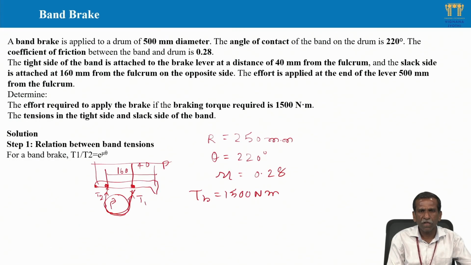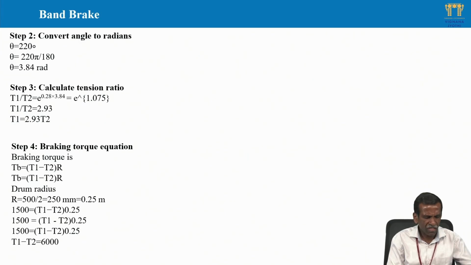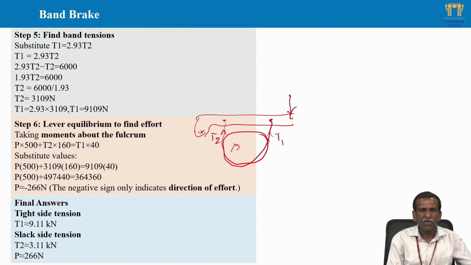Let us go through the problem. This 160 is the slack side, attached at 160 from the fulcrum. Slack side it is given, so slack side means actually T2. So T2 into 160 equal to T1 into 40. Tight side is T1 into 40.